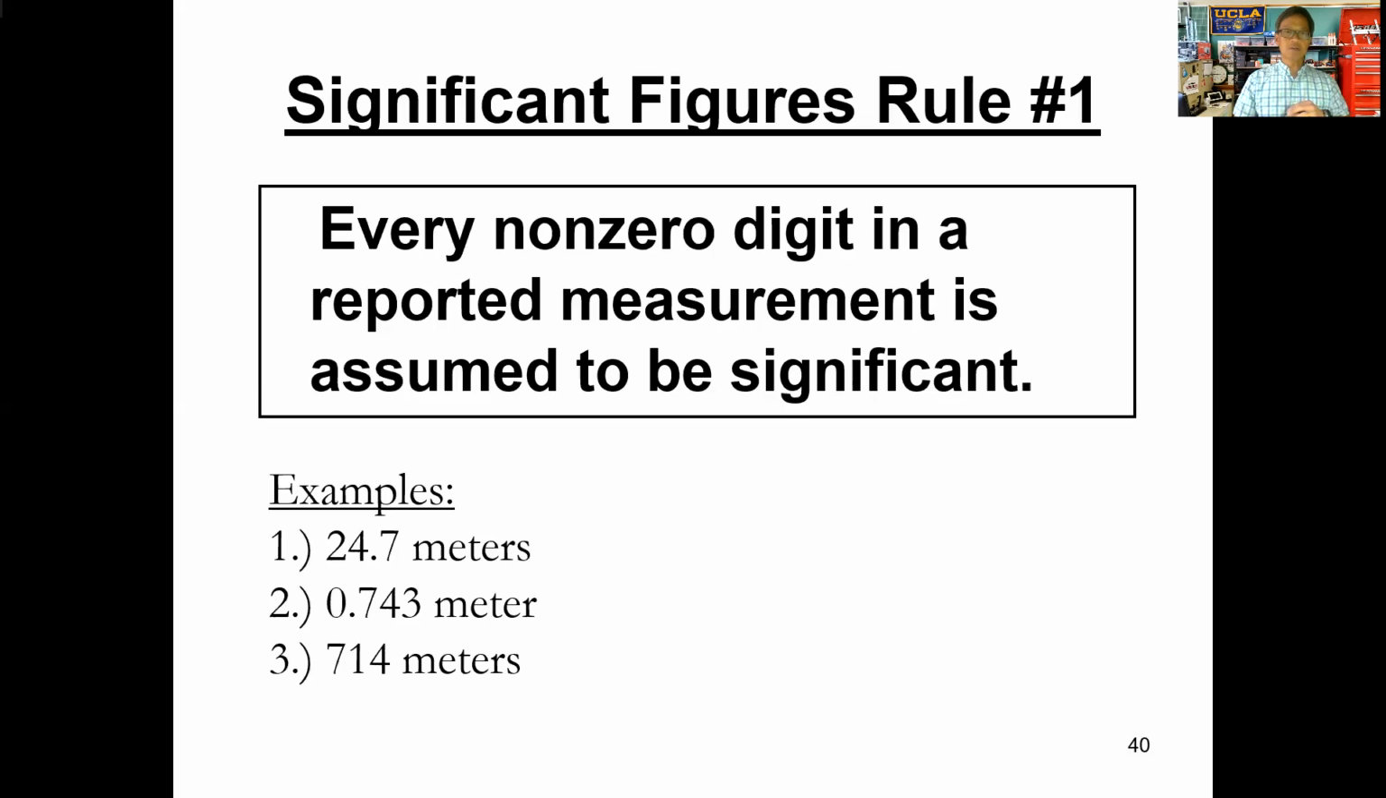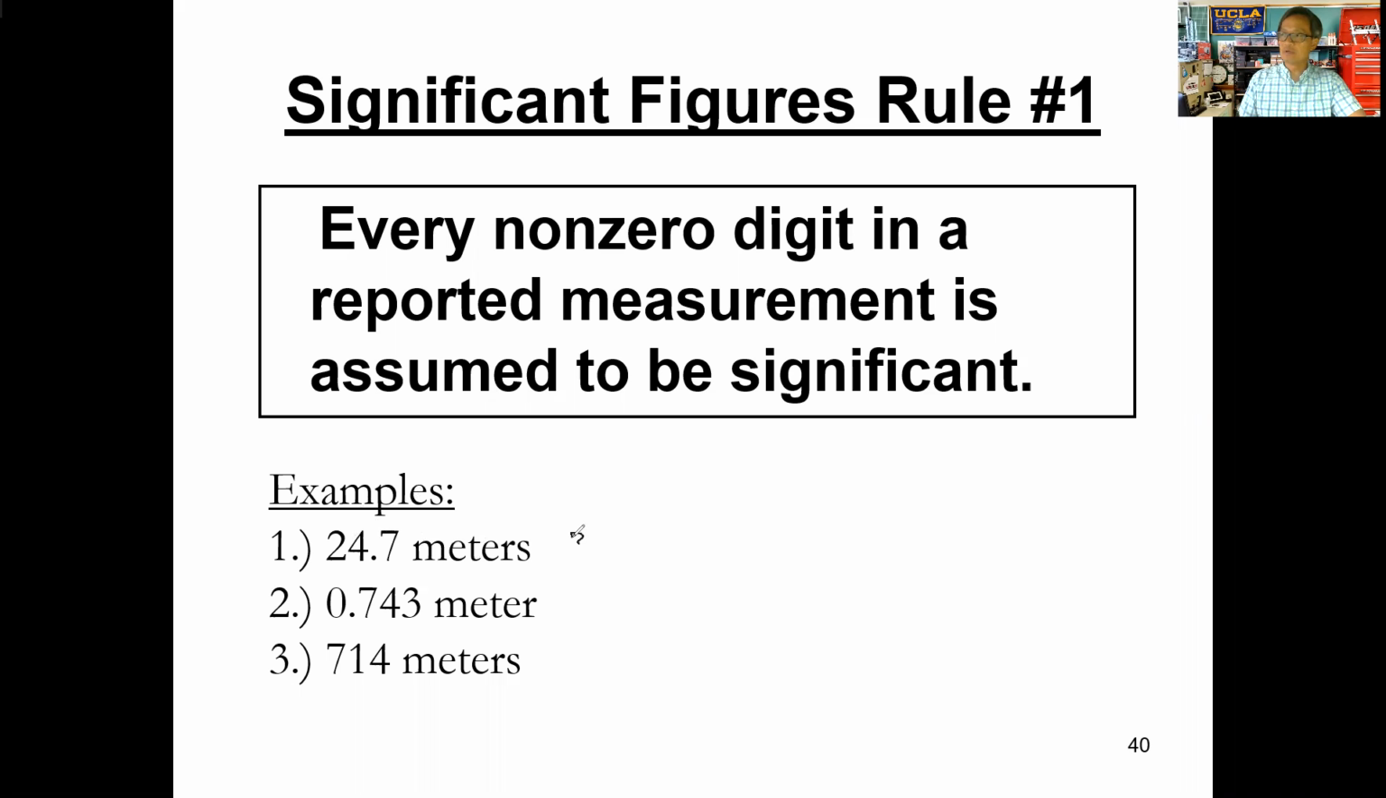If you take a look at the three measurements given here, 24.7 meters, 0.0743 meters, and 714 meters, let's look at the first. What you'll notice is that 2, 4, and 7 are non-zero digits. A non-zero digit is simply a digit that's not zero. So 2 is not 0, 4 is not 0, 7 is not 0. All three of these digits will be significant, and so we count that as three significant figures.